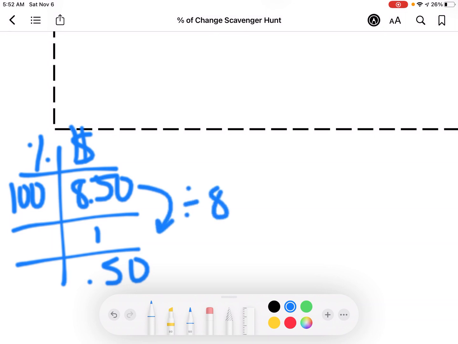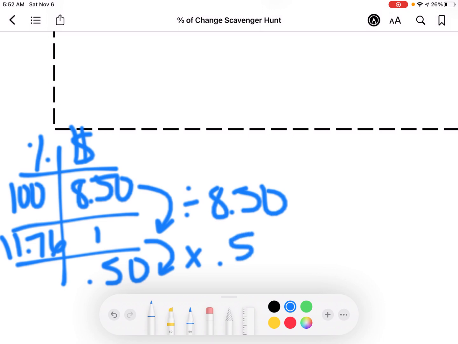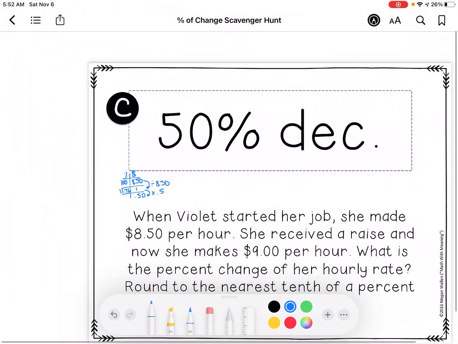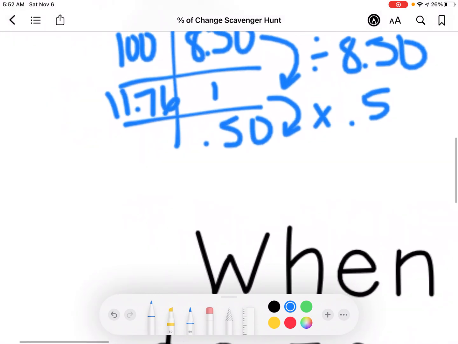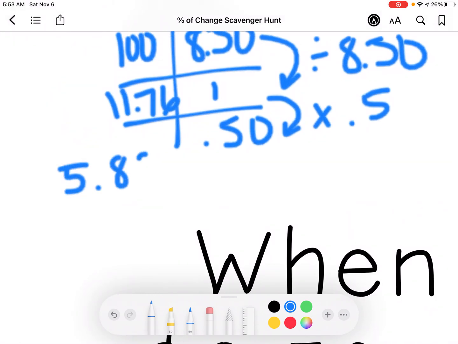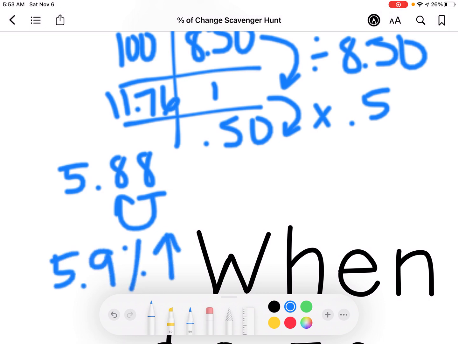So I'm dividing by $8.50. So 100 divided by 8.50. I'm going to get a crazy number, and that's okay. Just leave it in my calculator, and I'm multiplying by 0.5. Okay, they want us to round to the nearest tenth. So I get 5.88. The 8 tells the 8 to round up, so 5.9% increase.